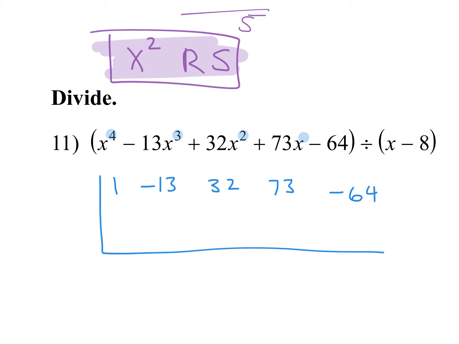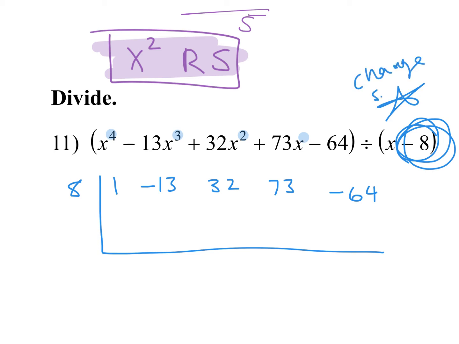Not negative 8. Remember, when you put this on the outside, you have to change the sign. So it's actually positive 8 that goes on the outside. So super important that you change the sign here. If you don't, you'll get a totally different answer. Change the sign.